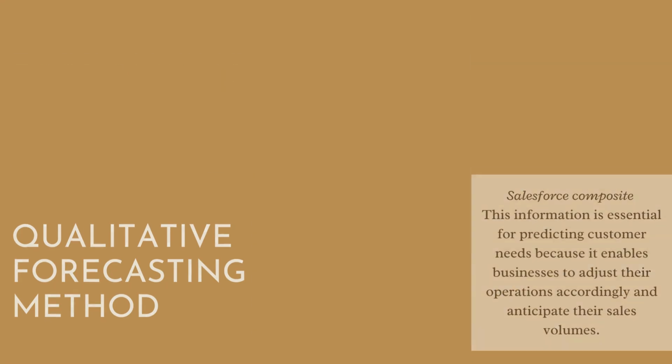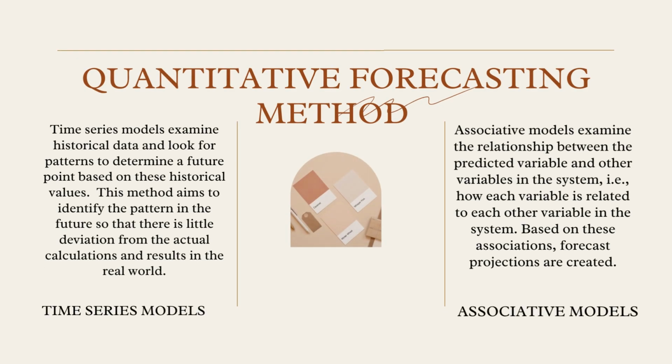As I said just now, the quantitative method only consists of two types, which are time series models and associative models. Time series models look at historical data and identify patterns in the past data to arrive at one point in the future based on the historical values. Since the historical data has a pattern in it, it becomes evident that the data in the future should also have a pattern. This method looks at tracking the pattern in the future so that there is very little deviance between the calculations and the outcomes in the real world.